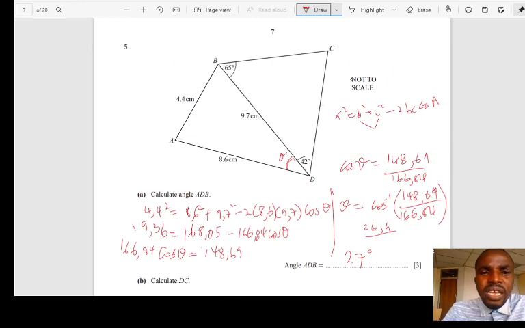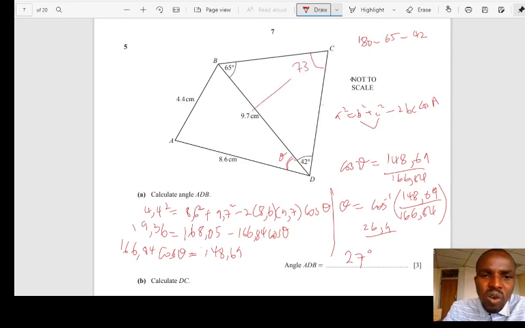DC, where is it? It's here. So for DC, we can just use the sine rule. But first you have to find this angle. You can say 180 minus 65 minus 42. Angles in a triangle add up to 180. So 180 minus 65 minus 42, you get 73. So this angle is 73 degrees.